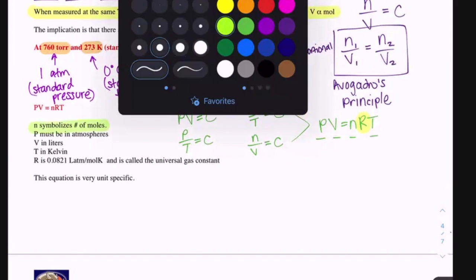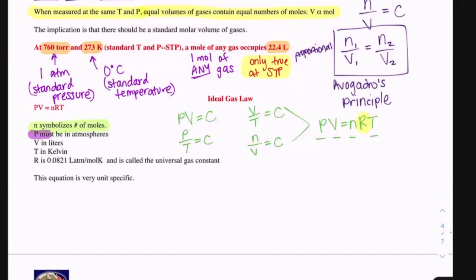And if we take a look at pressure, it's telling us that in order to use the ideal gas law, pressure must be in atmospheres. So whenever we are using the ideal gas law and we are dealing with a pressure, we must convert it into atmospheres. That is not something a problem would need to tell you. We're assuming that you already know, because in order to use this ideal gas law, these are all conditions that must be met. If we keep looking, it's telling us volume must be in liters. So it cannot be in milliliters. It cannot be in anything else. It must be in liters.